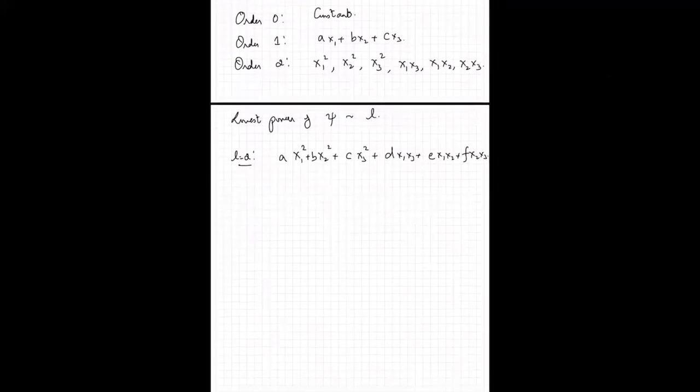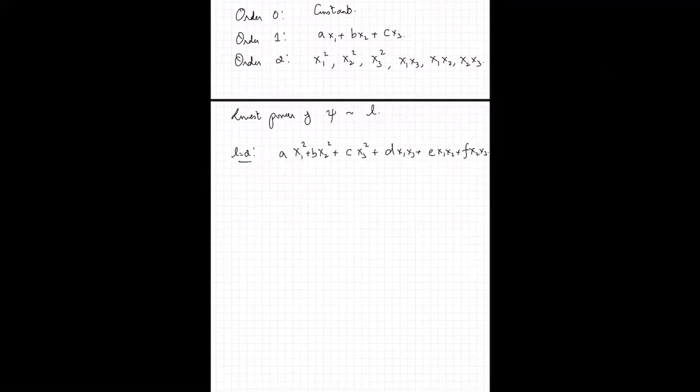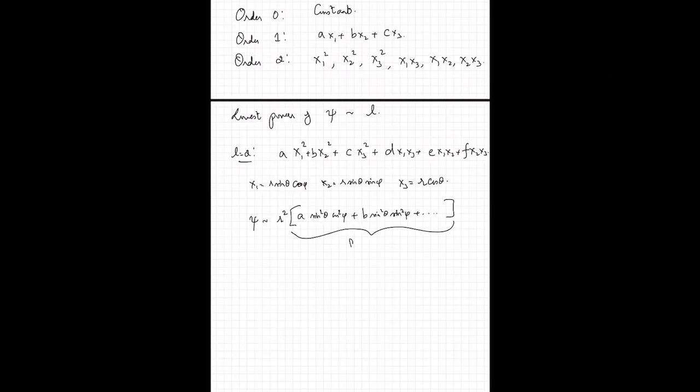Now I can write this entire thing in terms of r, theta, and phi in spherical polar coordinates. Remember that x1 is r sine theta cosine phi, x2 is r sine theta sine phi, and x3 has no dependence on phi, it is just r cosine theta. Remember that everything is second power in r, so there is an r square that can be just factored out. So I can write this psi as r square times some function of the angles. The first term is a sine squared theta cosine squared phi plus b sine squared theta sine squared phi plus and so on. This is simply a function of theta and phi because all the r dependence factors out.